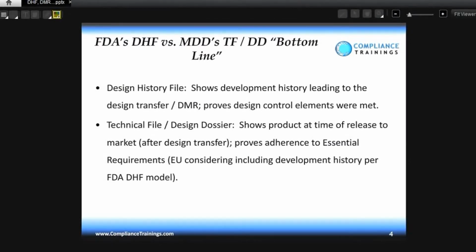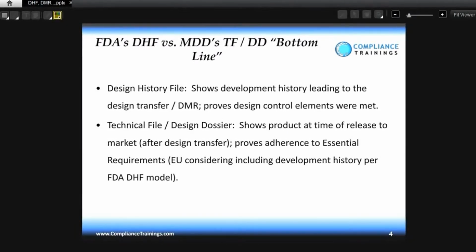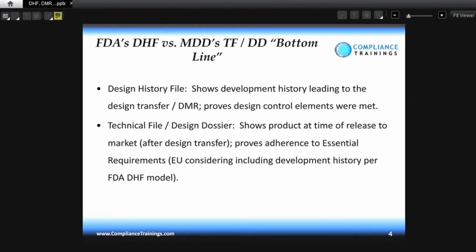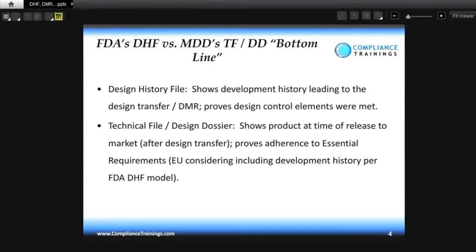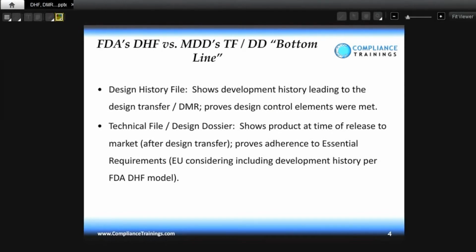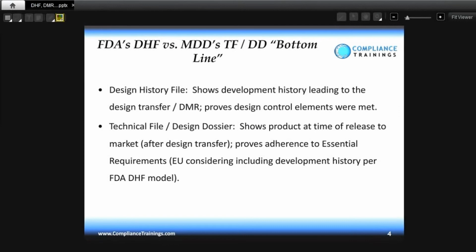Now, when we're talking about the design history file, again, this summarizes the point that the design history file shows a timeline from a start date to design transfer, and in some companies they keep it open beyond that. Others close it out and control the rest under change control. We'll mention that briefly a little later. Whereas the technical file design dossier currently shows the way the product is as it's being marketed.